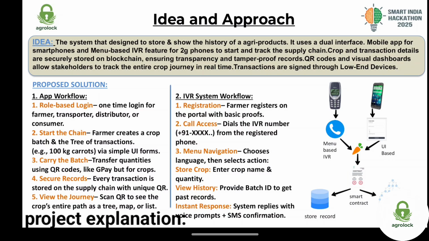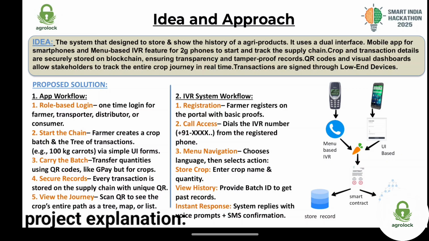What about the majority users? 2G mobile users. That's where we developed an IVR system. First, the farmer registers on the portal with basic proofs like Aadhaar card. The farmer starts the chain by dialing the IVR number from the registered phone. The farmer navigates through the menu by choosing a language, then selects the action they need. The farmer can store the crop, view the history and get an instant response.